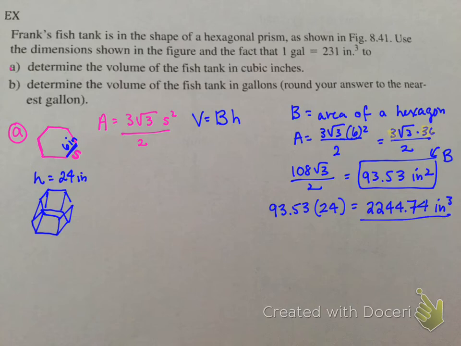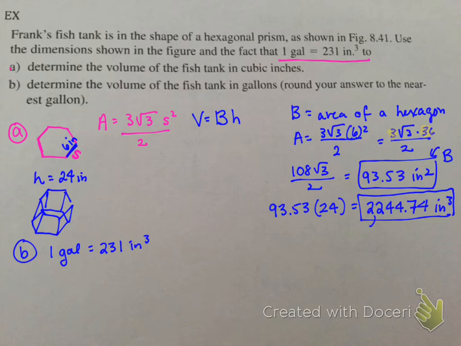So 2,244.74 inches cubed. That's part A. Part B asks us to determine the volume of the fish tank in gallons. I know that 1 gallon equals 231 inches cubed. That was given, in fact, I'll underline it for you. That's where I got that.